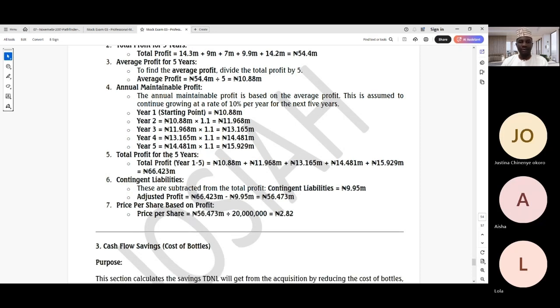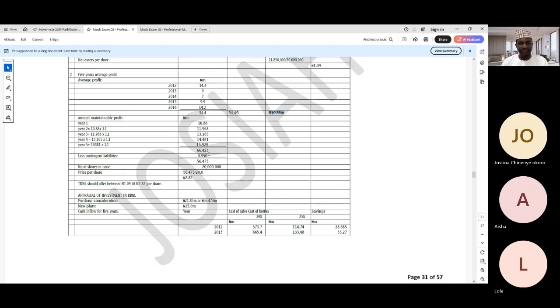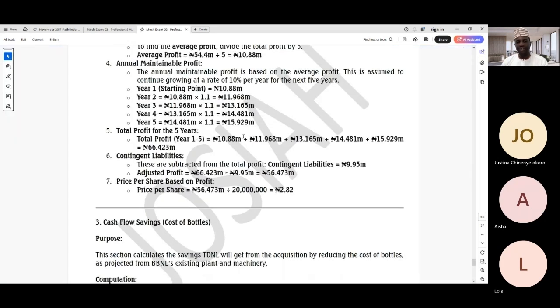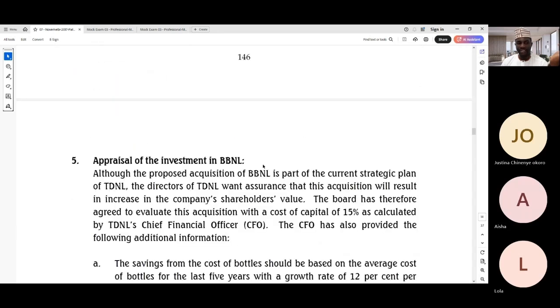So the total profit for those years, if you calculate it from year 1, the starting point, to year 5, is about 66.423 million, assumably. So that's where you see this table, and we have 66.423 million. Now it's very important to remove contingent liabilities. We are removing contingent liabilities because they are liabilities that are estimated for. Since this is your estimated growth rate, in case something happened, you are also estimating for contingent liabilities. Very important. So take note of that contingent liability and make adequate provision for it.